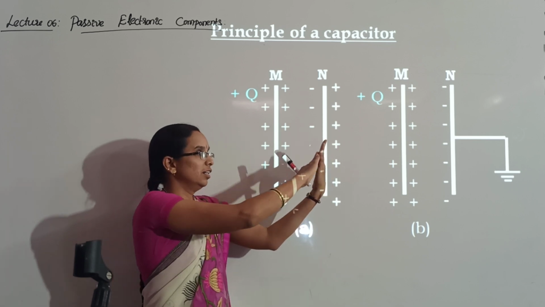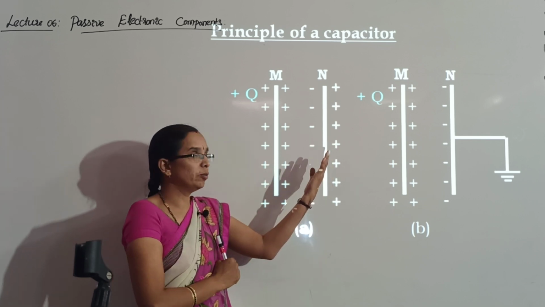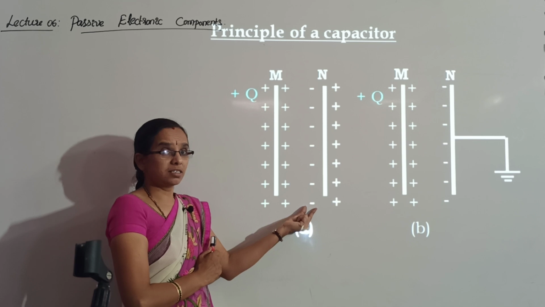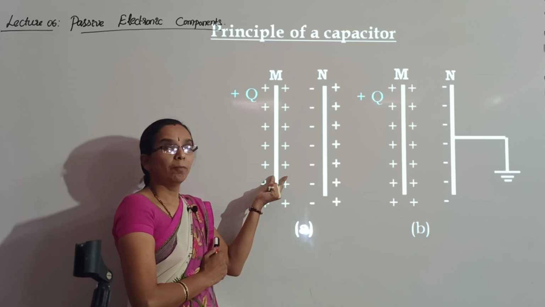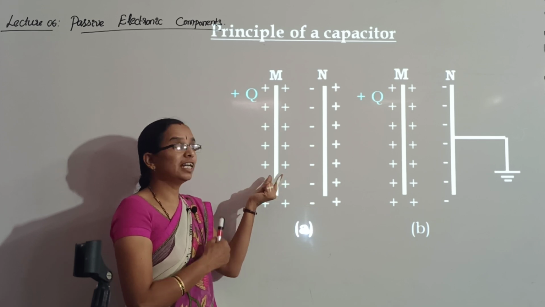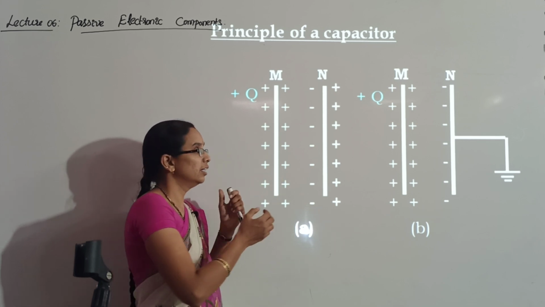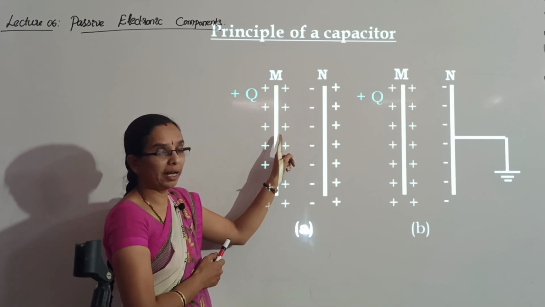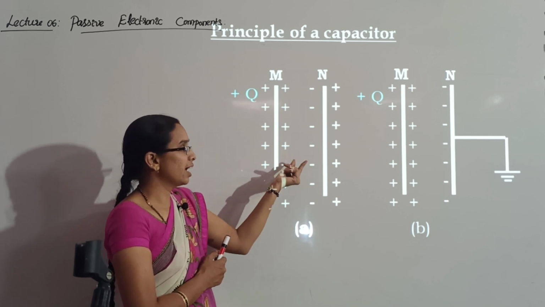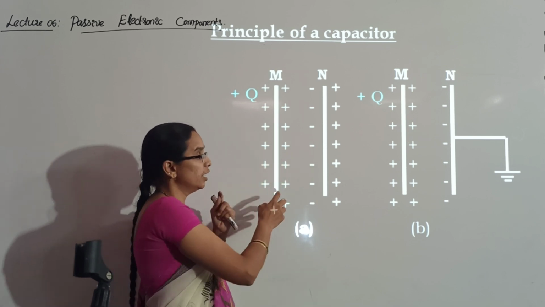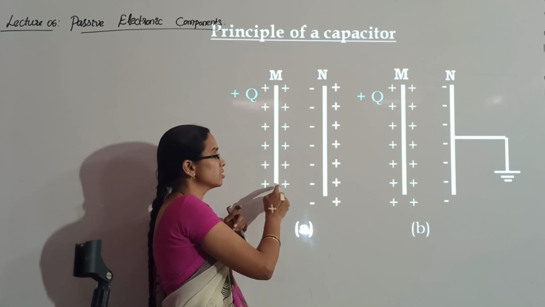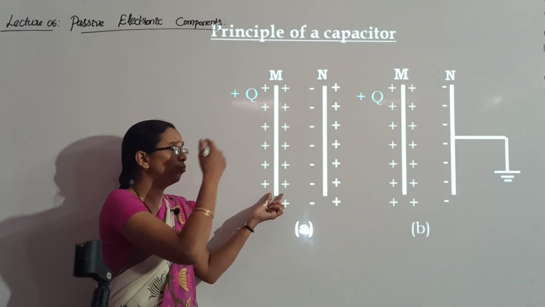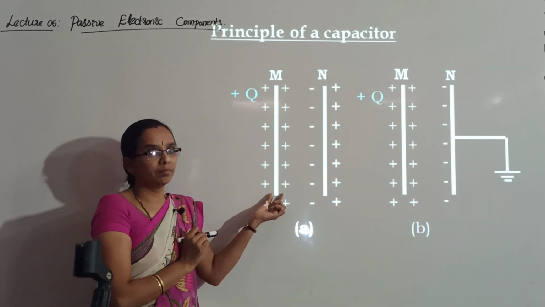Negative charges accumulate on the facing side because unlike charges attract each other. These negative charges reduce the potential of plate M, consequently increasing the capacitance of the capacitor. Here the opposing charges are on the side of plate M, and there is an electrostatic force between them which in turn attracts these positive charges, so the capacitance of plate M increases. You can store more positive charge on plate M.